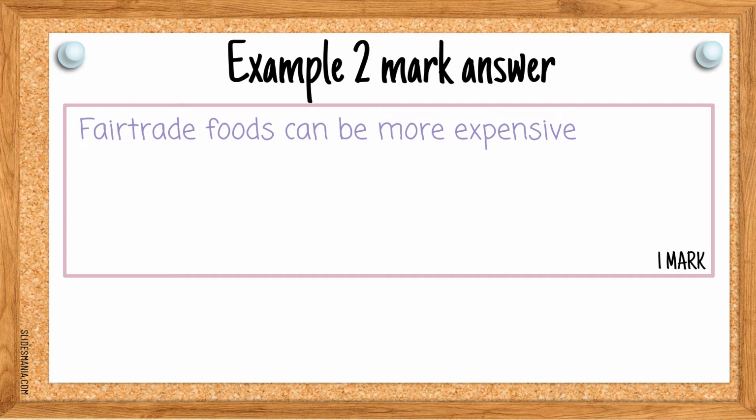So if we have a little look at the example 2-mark answer. So we've been given a fact here in purple that fair trade foods can be more expensive. Remember, your facts are just short, simple statements or just descriptions. So it can be as short as this. We then want to give an opinion. So this is unsuitable for the school canteen.